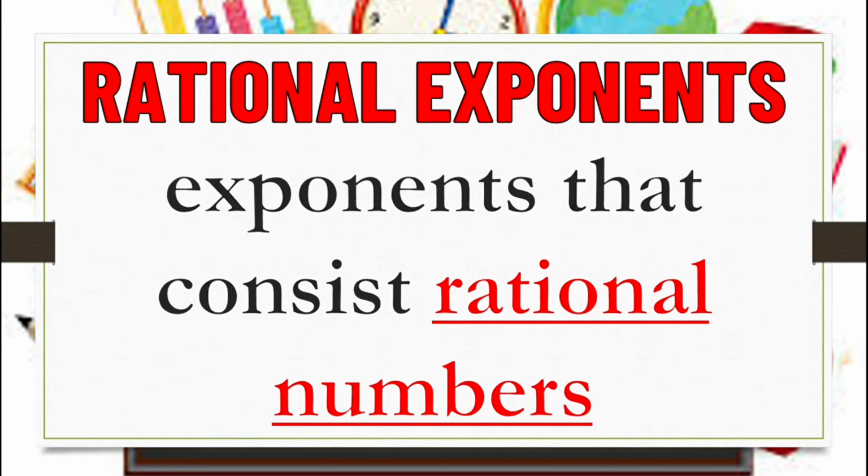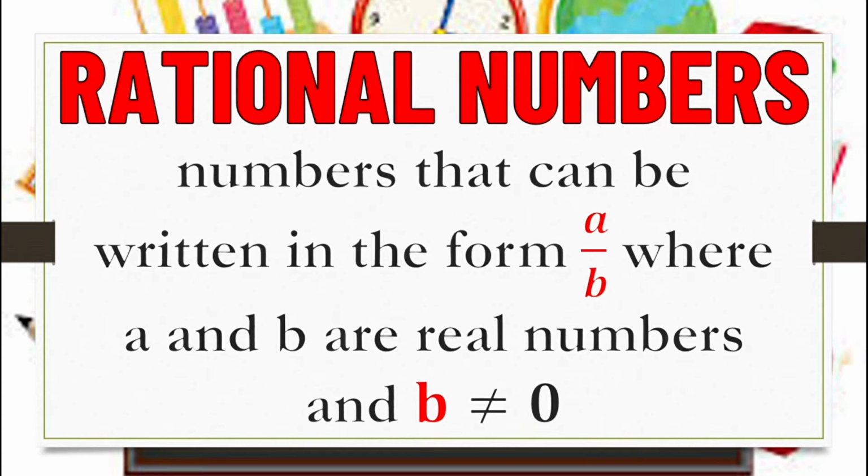In our previous video, we learned how to define rational numbers. And these rational numbers are numbers that can be written in the form a over b, where a and b are real numbers and b is not equal to 0.